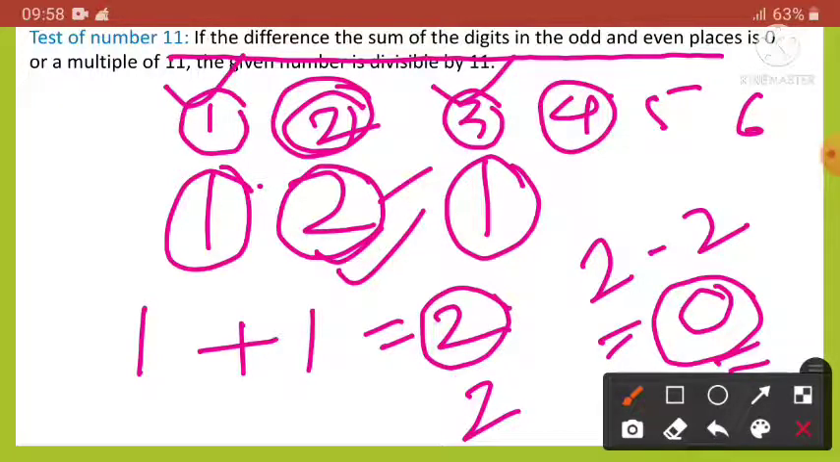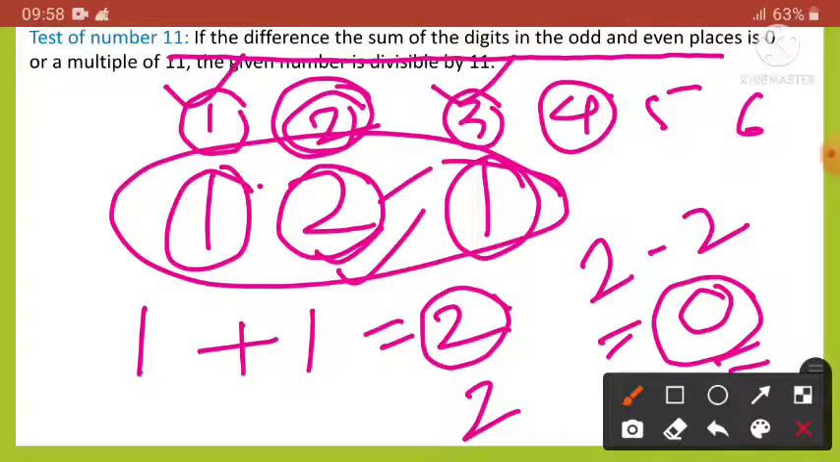So if this difference is 0 or a multiple of 11, that means 22, 33, 44, then we can say that this number 121 is divisible by 11.